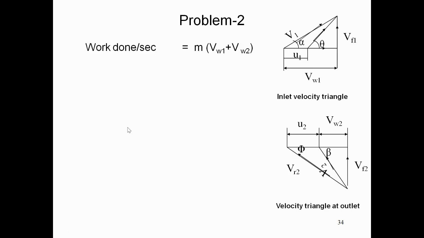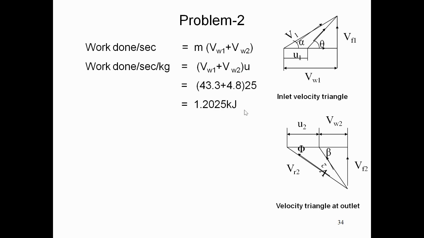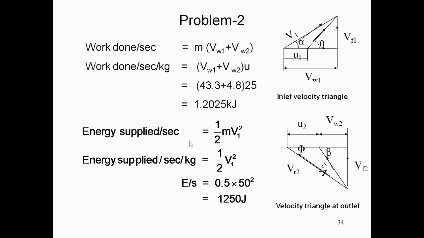Next, work done per second is equal to m into vw1 plus or minus vw2, so m into vw1 plus vw2. This is per second per kg, so vw1 plus vw2 into u. We will get 1.2025 kilojoules.